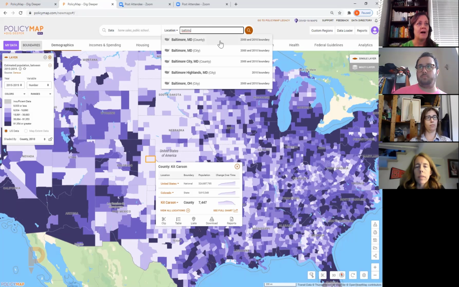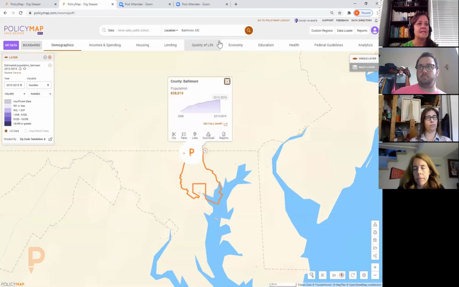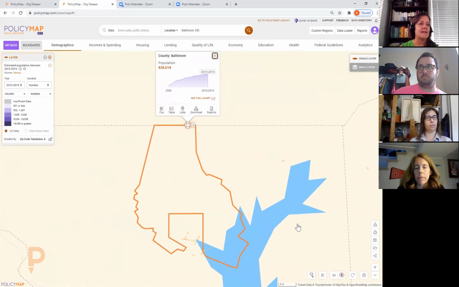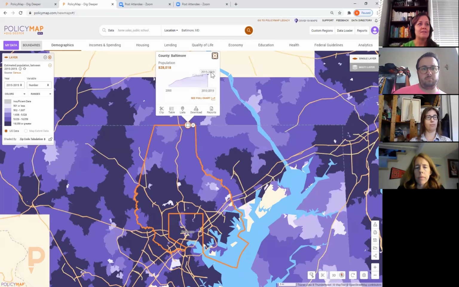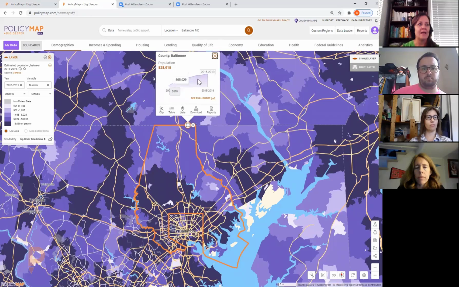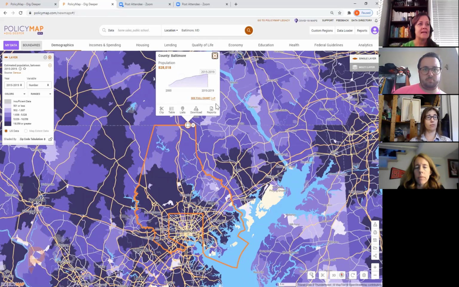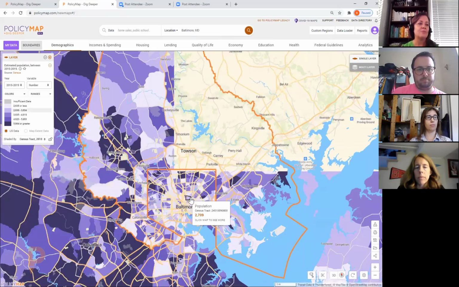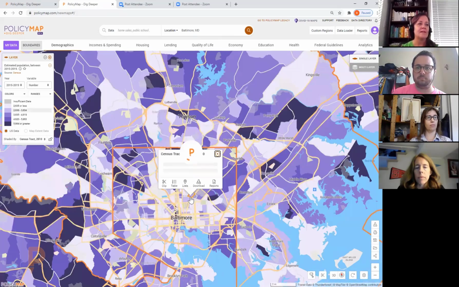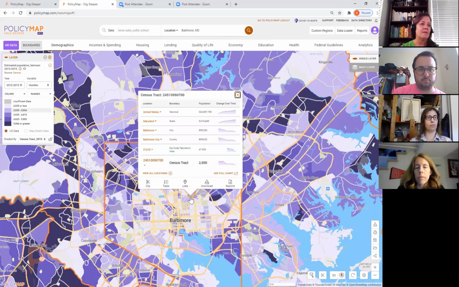I can look at the entire city and pull out that data. And when I do that, it's going to show me trends over time and pull out these analytics. It's going to allow me to really zoom in. And this is a new platform. So if you've looked at PolicyMap over the past several years, you'll note that this is a little bit more contemporary, a little bit prettier than our previous platform.